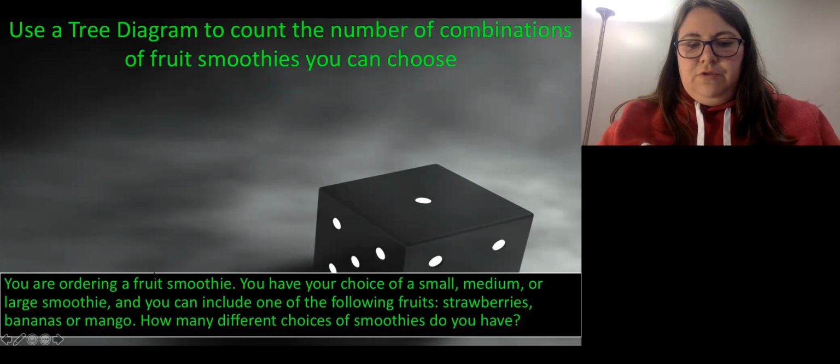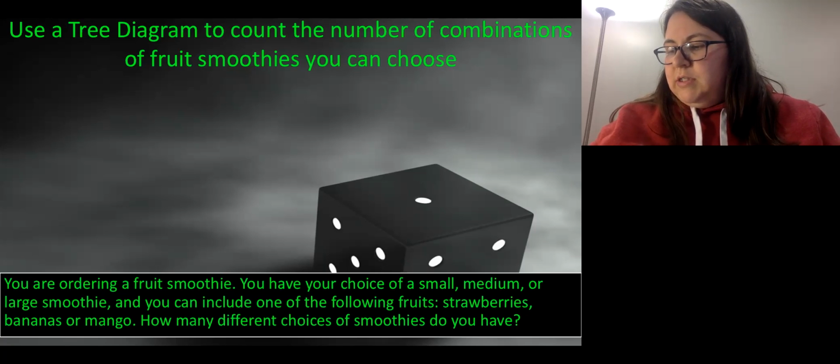It says you're ordering a fruit smoothie. You have your choice of small, medium, or large, and you can include one of the following fruits: strawberries, bananas, or mangoes. How many different choices of smoothie do you have? Now, this one's fairly straightforward to come up with if you think through it on your own, but the point of a tree diagram is to list out what the possible combinations are.